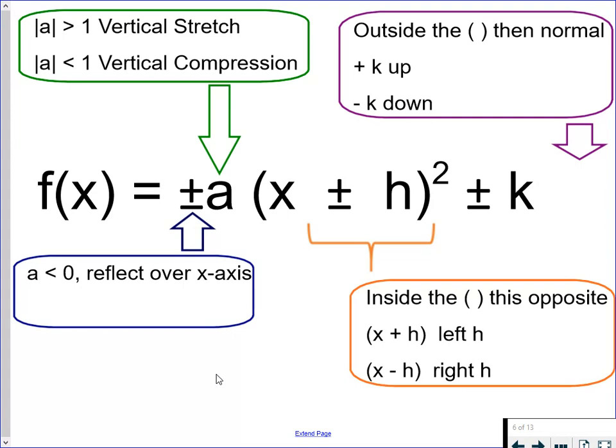So notice how the reflection is only talking about the negative. And then A itself, we're going to look at vertical stretch and compression. H is still the opposite. You see a plus sign in there? It makes you think, oh, I should go right, because positives are to the right, okay? But it's the opposite. And then outside, that has moved. There you go. Your K value, if it's positive, it goes up. If it's negative, it goes down.